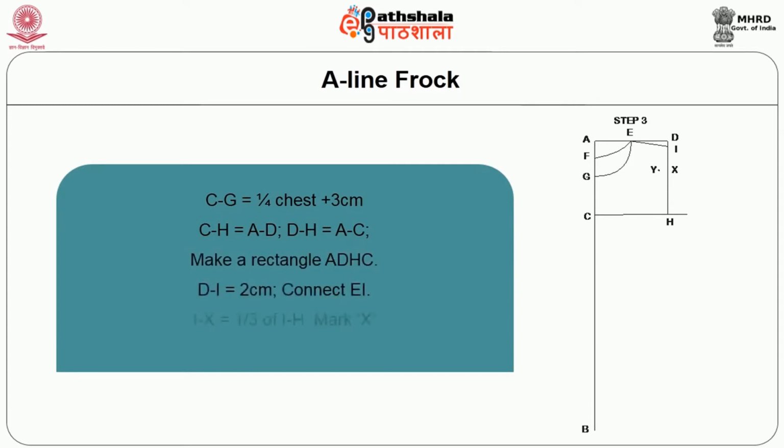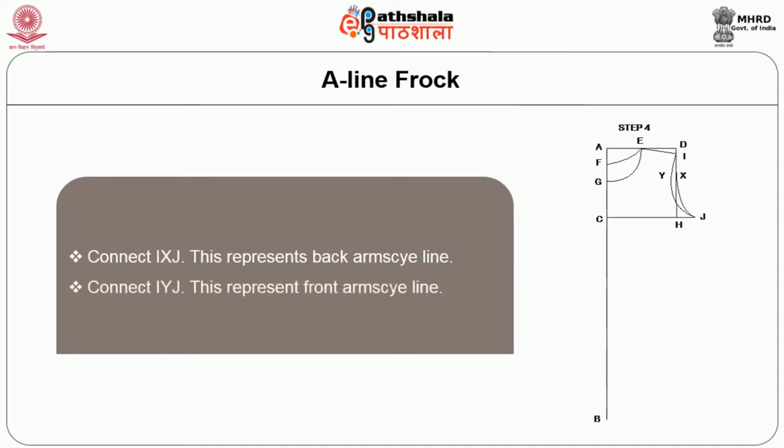CG is 1/4 chest plus 3 cm. CH is equal to AD and DH is the same as AC. Make a rectangle A, D, H and C as shown. DI is equal to 2 cm. Connect EI as shown. This is the shoulder slope. IX is 1/3 of IH and mark X on that line. Y is 2 cm away from X. Connect IXJ as shown. This represents the back armscye line. Connect IYJ as shown. This represents the front armscye line.